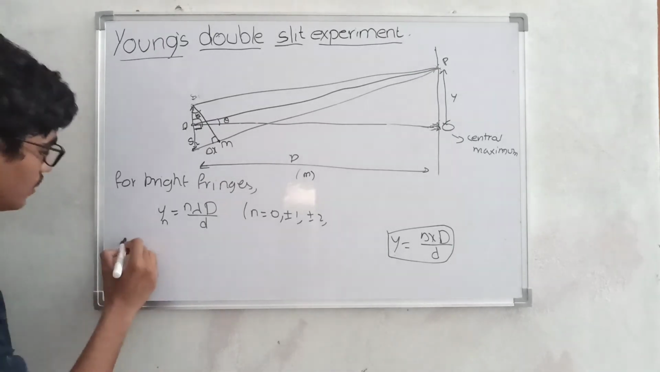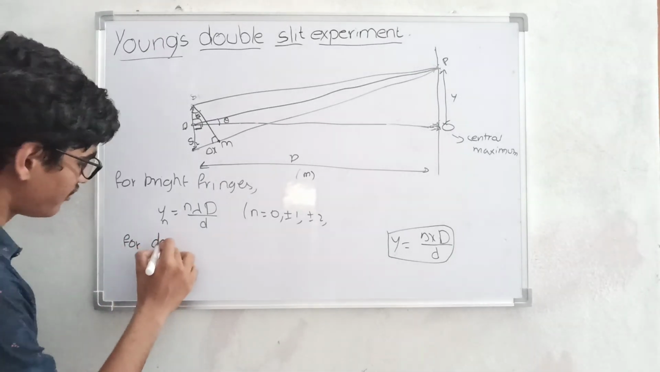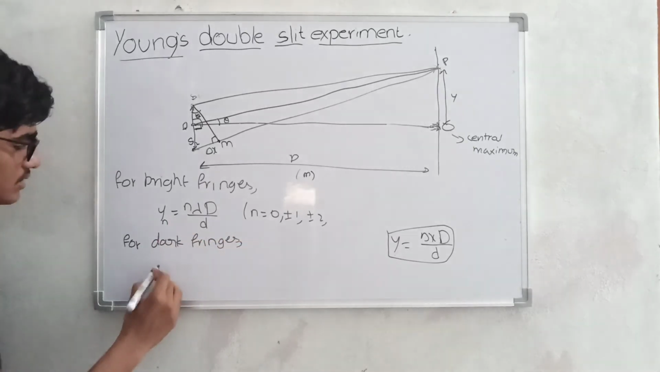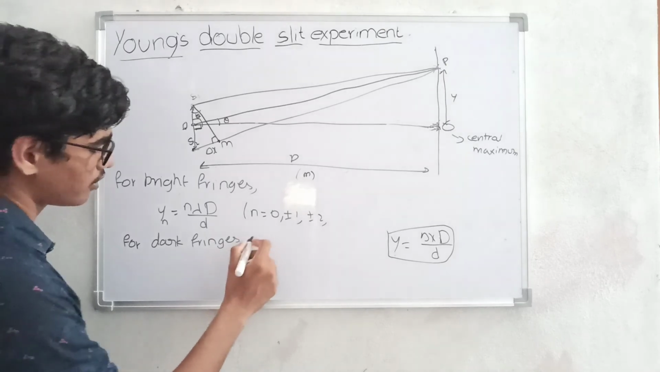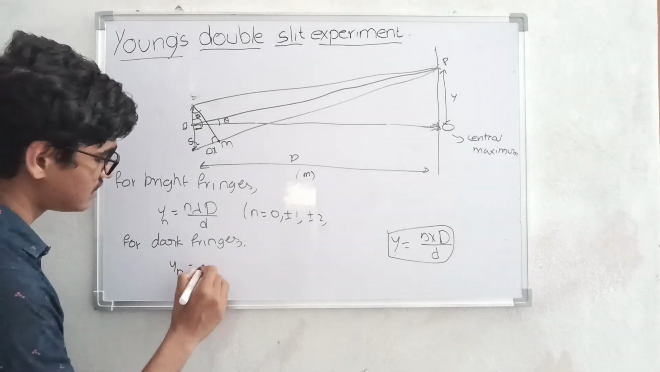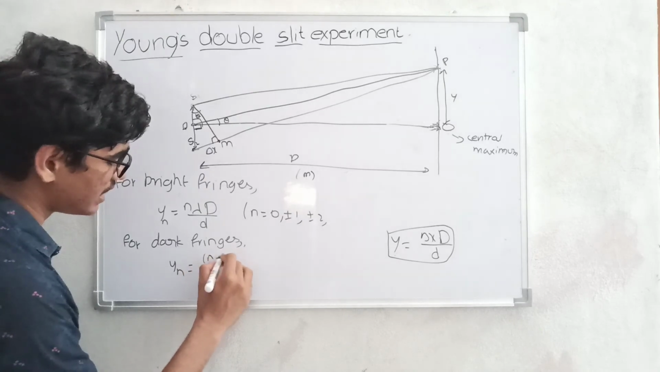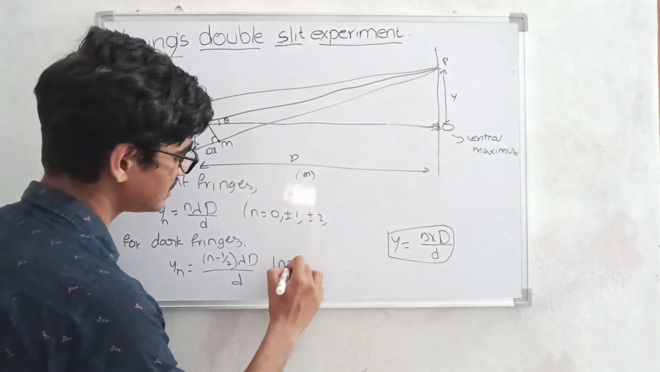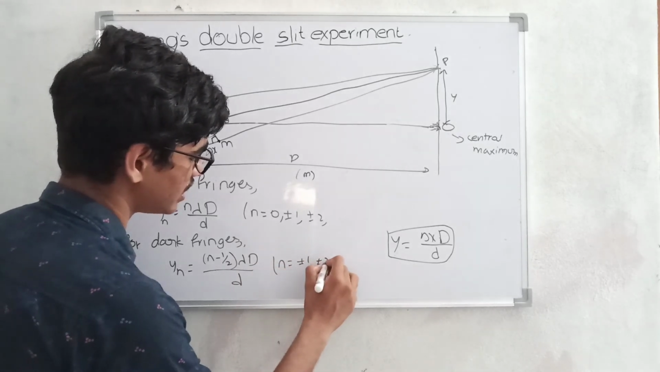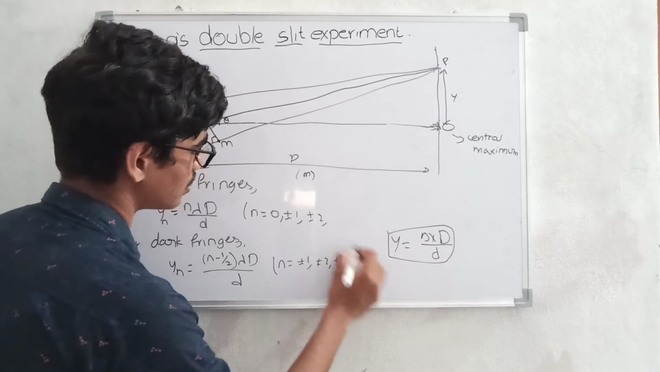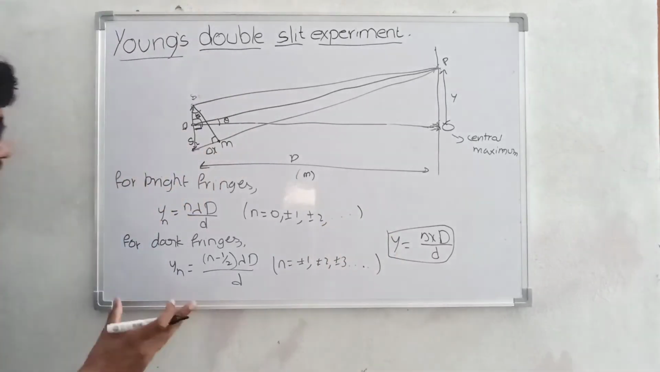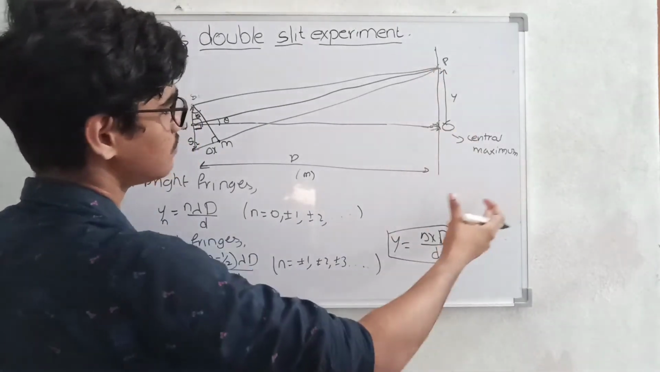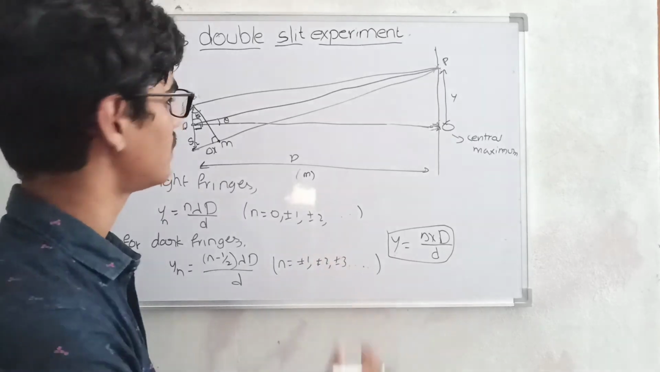And for dark fringes, that means for minima, the path difference will be (n minus 1 by 2) lambda, so y is (n minus 1 by 2) lambda capital D by small d, such that n is equal to plus or minus 1, plus or minus 2, plus or minus 3. So by this we have now derived the position of the nth maxima and nth minima from the central maxima.